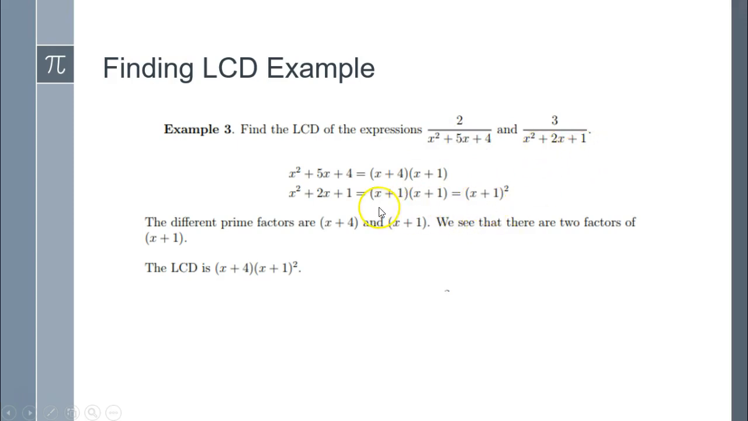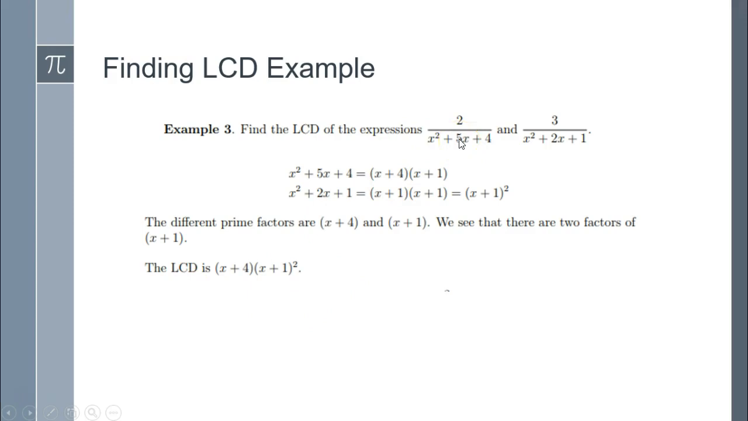I see I have an x plus 1 that occurs twice in the second fraction, so I will need x plus 1 to occur twice in my least common denominator. I have an x plus 1 once here, but it's already going to occur twice for that, so I can ignore that one. So I get x plus 4 times x plus 1 times x plus 1, which shorthand for that is just x plus 1 squared. That would be my least common denominator.